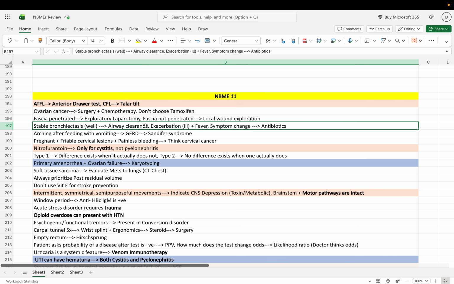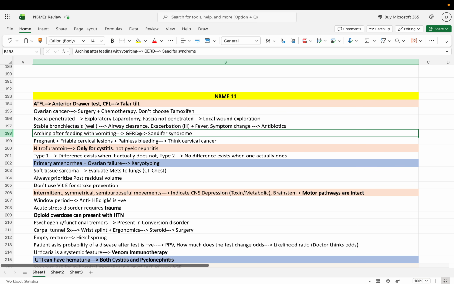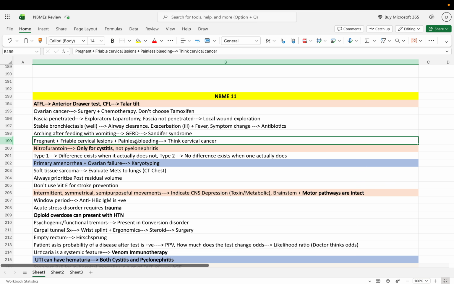Stable bronchiectasis. If the patient is stable, do airway clearance. If the patient is ill and has fever and symptoms like cough and purulent sputum, add antibiotics. Infants arching after feeding with vomiting indicates GERD, Sandifer syndrome. Pregnant female plus friable cervical lesion plus painless bleeding indicates cervical cancer.